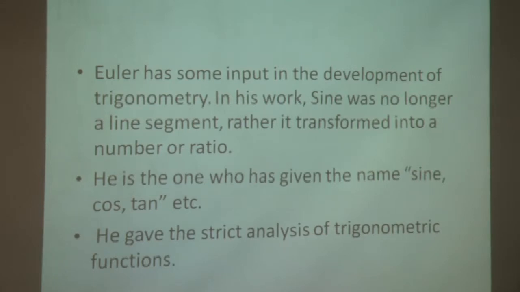Euler has some input in the development of trigonometry. In his work, sine was no longer a line segment, rather it transformed into a number or ratio. He is the one who has given the name sine, cos, tan, etc. He gave the strict analysis of trigonometric functions.